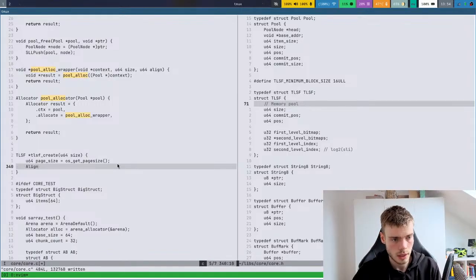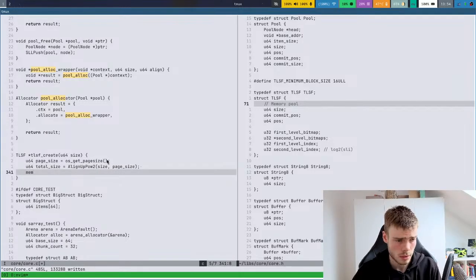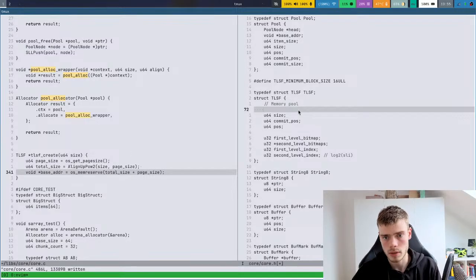So, let's align the size to the page size. To size, and I've also got a guard page. Let's go total size, page size. This is a pointer, base address. Just store this here, void start base address.